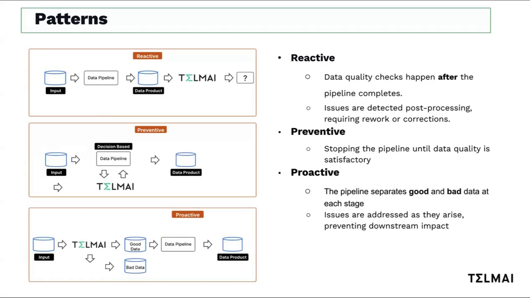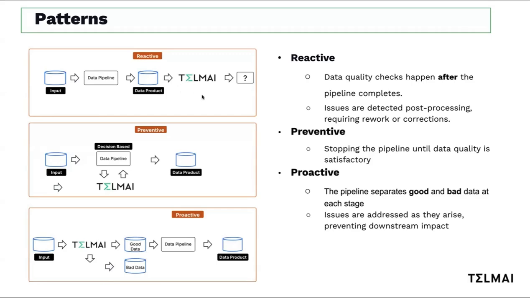One of those ancillary processing tasks that we have to do is to perform data quality checks on that data. We have a tool called Telmai, which is a data quality plus data observability tool that we have hosted. And these are the patterns using which you can use either Telmai or any other data quality tool within your data ecosystem. I just broke it down into 3 patterns: reactive, preventive, and proactive.